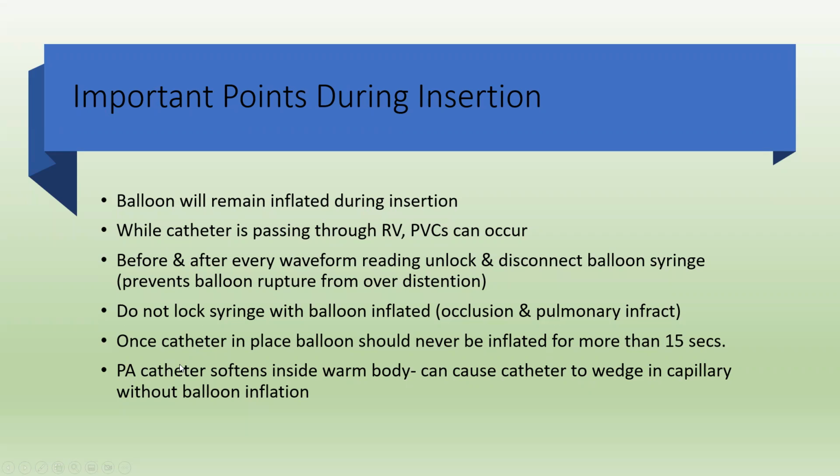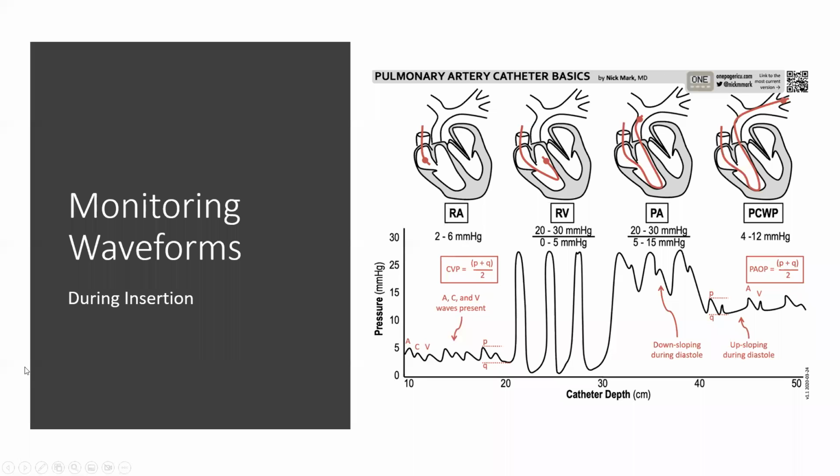We're going to always make sure to remember that the pulmonary artery catheter is a device that softens with warm body temperature. And therefore, it could easily wedge in the capillaries without the balloon inflation. And so we have to be mindful about that. So these are the waveforms that we're going to be monitoring whenever we're assisting in the insertion of that catheter.